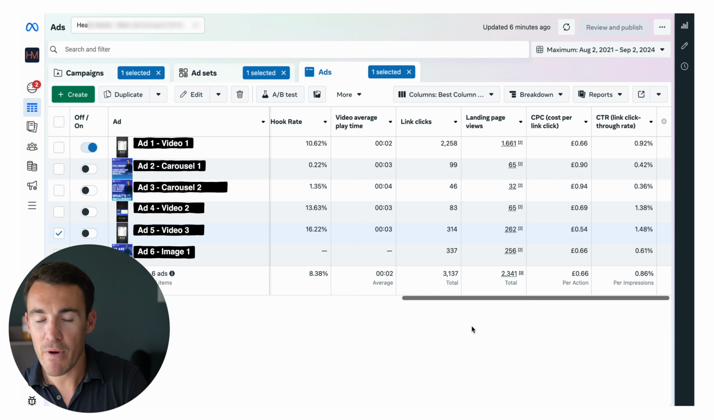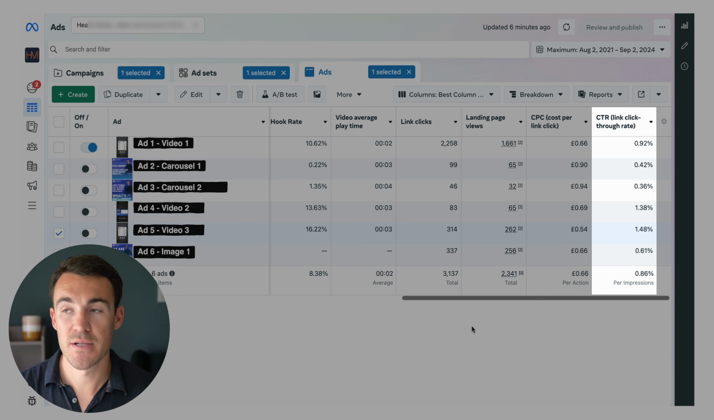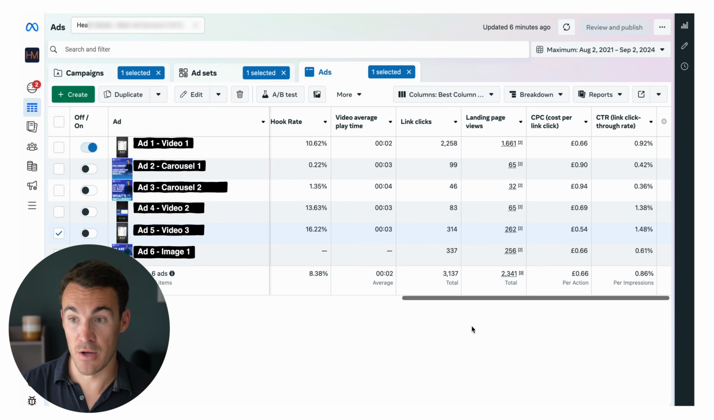So leaving hook rate behind, another metric that we might look at in conjunction with how everything's performing would be click-through rate. So if we take a look at our click-through rate and we see it's good, anything above 1% is decent. If you're getting over, say, a 2%, you're doing really well. Remember, this is link clicks, not all clicks, because they're very different things.